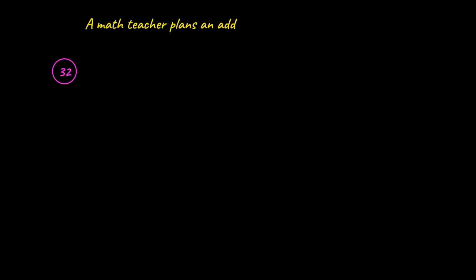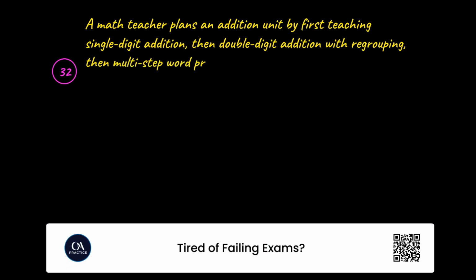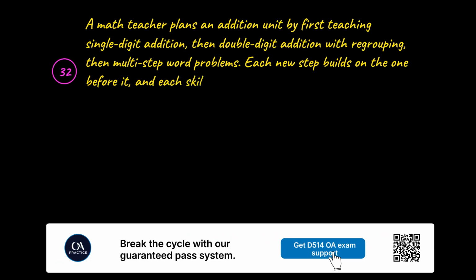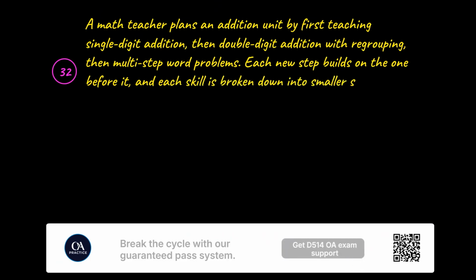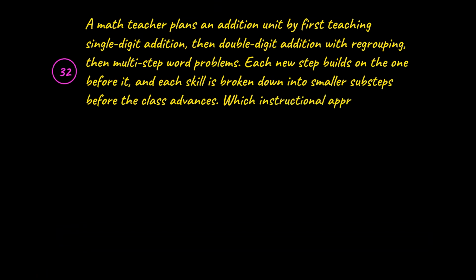Question 32. A math teacher plans an addition unit by first teaching single-digit addition, then double-digit addition with regrouping, then multi-step word problems. Each new step builds on the one before it, and each skill is broken down into smaller sub-steps before the class advances. Which instructional approach is the teacher using?